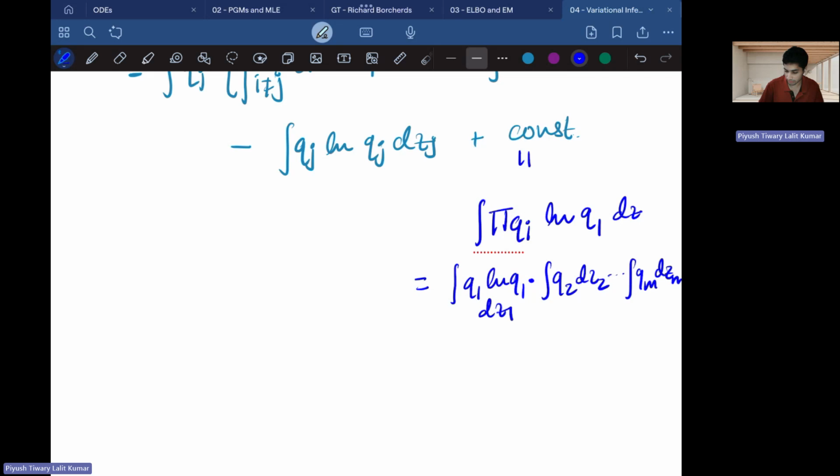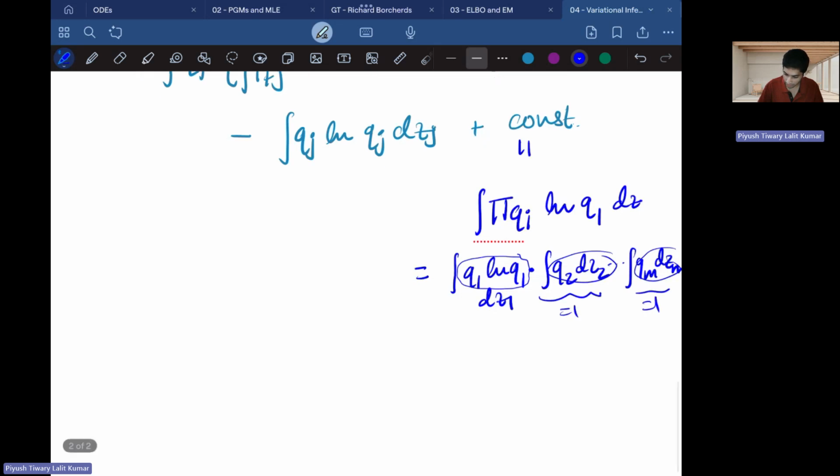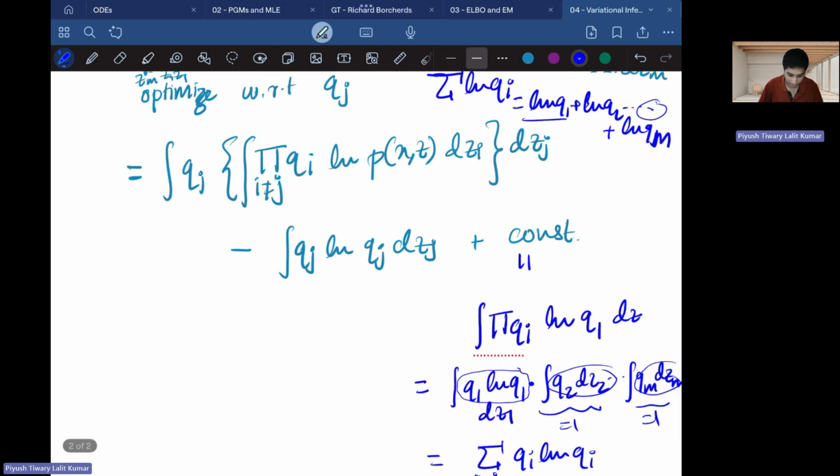Since there is only one term that depends on z_1, you can take that out, similarly take others out, and these will all become one. Hence this constant will look something like the summation of q_i ln q_i where i is not equal to j, and that is our constant. But that's fine. It is some constant. We are not worried about it right now, so for the time being we'll just say that it is some constant.